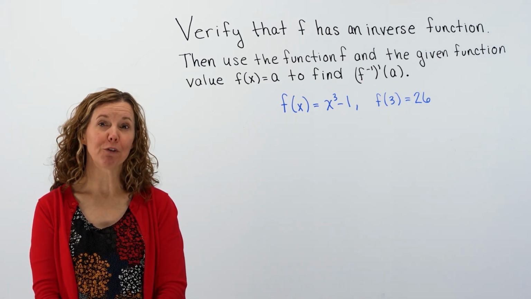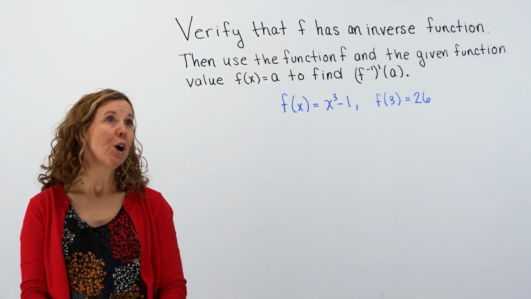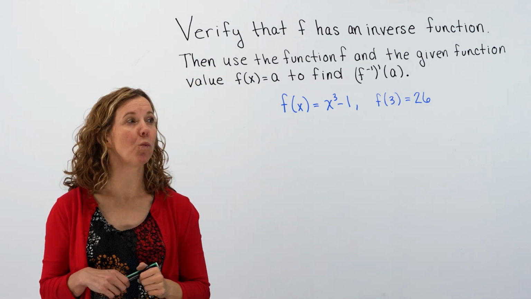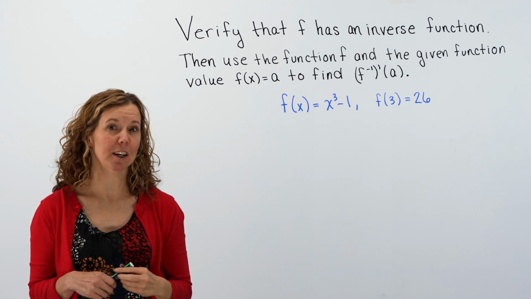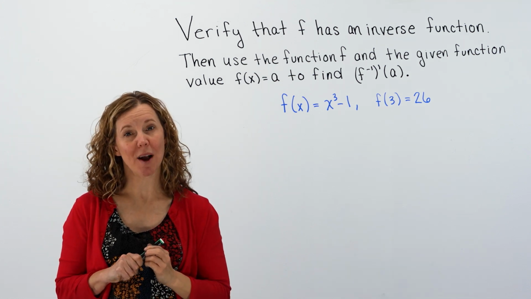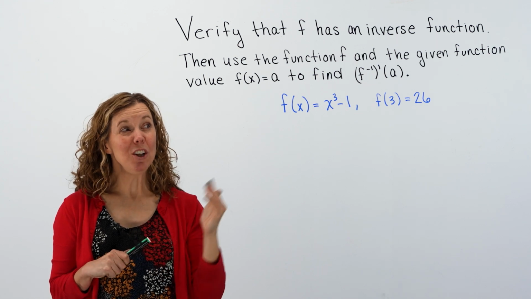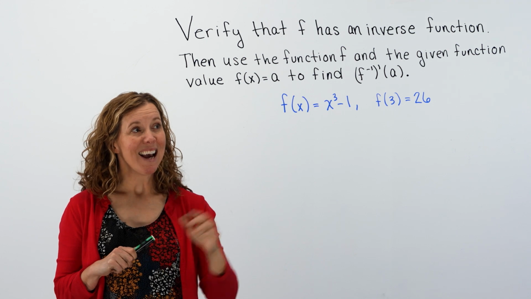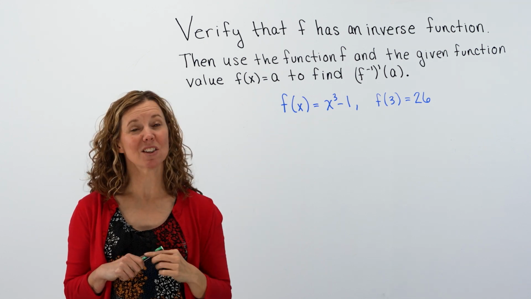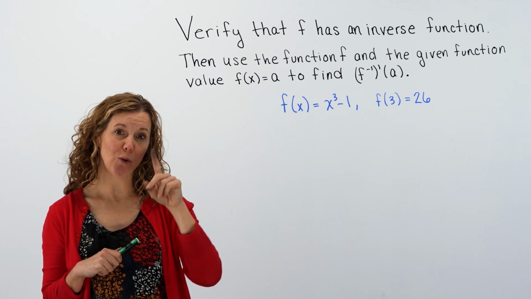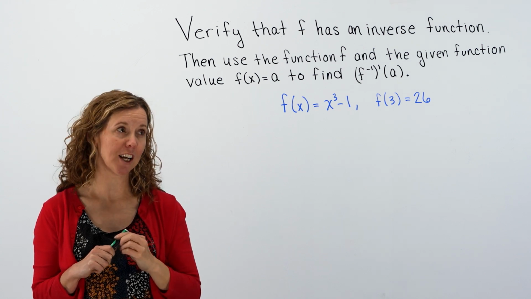So let's start with the first part of this problem. We need to verify that our function f of x equals x cubed minus 1 has an inverse function. Well, what do we know about f of x equals x cubed minus 1? In particular, we know that its parent function is f of x equals x cubed, and that f of x equals x cubed minus 1 is just going to be a vertical translation down 1 unit from that parent function.